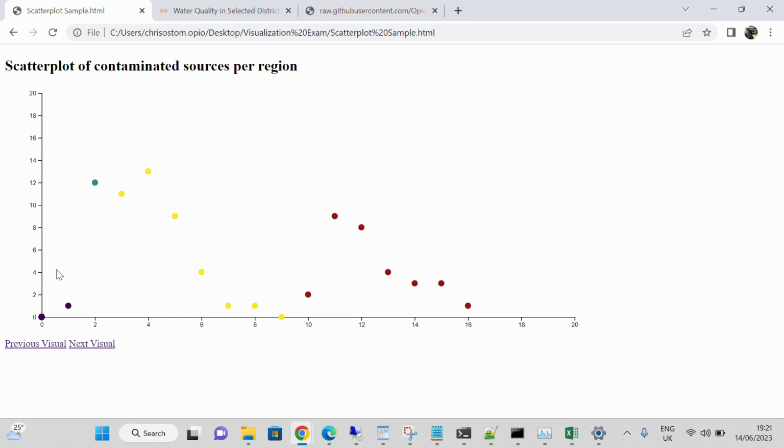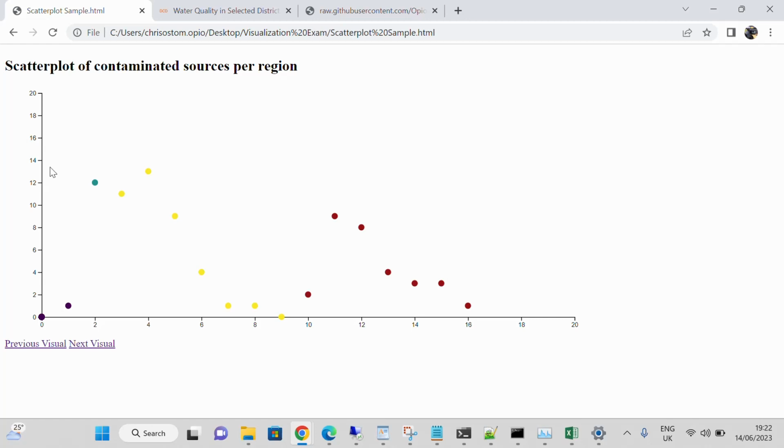Now, this number here shows how many sources in that district are contaminated. So you find that for blue, which is north, it had only like one source that was contaminated. That's why it's down here. Now for western, it had 13. 13 were contaminated, and the rest were okay.